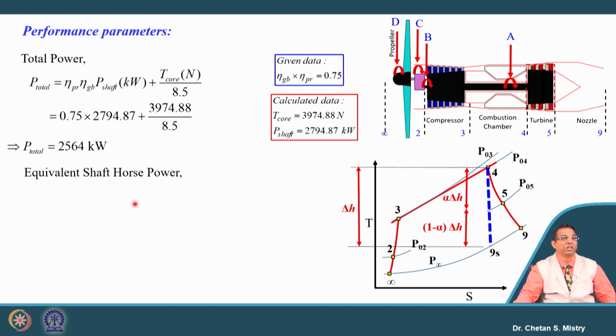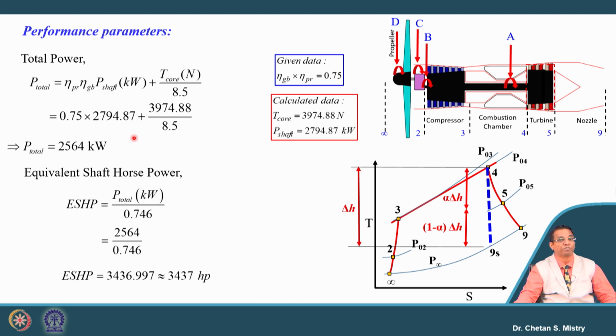So let's try to put these numbers in terms of calculation for the total power. If we are doing the calculation for the total power in kilowatt, then that is coming as 2564 kilowatt. So this is the total power that will be generated by this particular engine. We are interested in calculating the equivalent shaft horsepower, and this is coming to be 3437 HP.